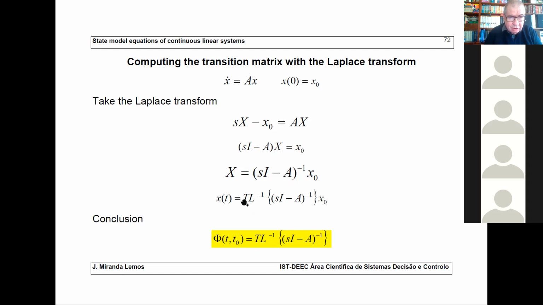Okay, this L refers to our Laplace transform. In Portuguese, transformada de Laplace. Okay, I should have used just one L. So you compute the inverse Laplace transform of (sI minus A) inverse, and you get the exponential of a matrix. As simple as that. Okay.